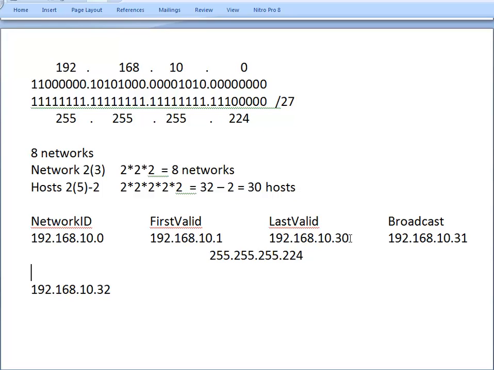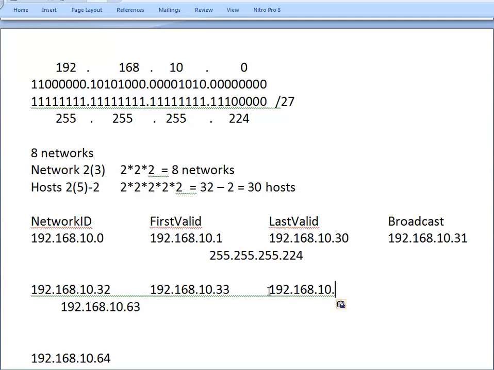Now we're going to have 8 networks like this. For the second network, that's the network ID. The first valid address is the network ID plus 1, so 33. To find the last valid and broadcast, it's better to find the next network ID. Again, we're just going to add 32 each time, so 32 becomes 64 now. For the second network, the broadcast is the next network ID minus 1, which is 63, and the last valid will be 62.